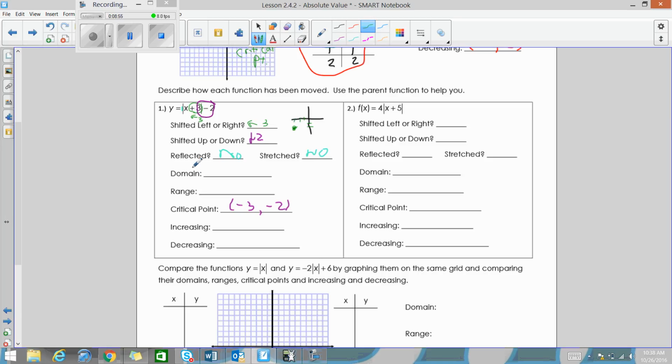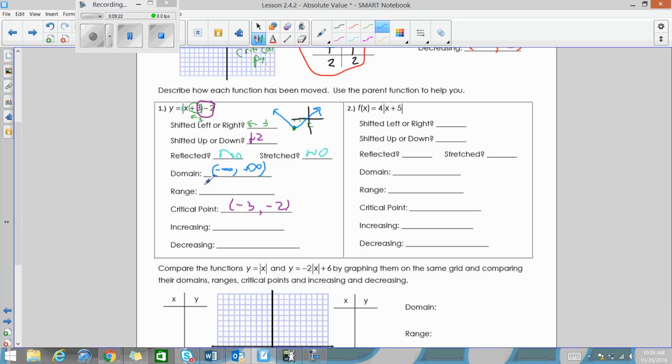Now, it didn't get reflected, it didn't get stretched, so it's going to continue to open up to the right and up to the left. So drawing this little mock graph is going to help us out for domain, range, increasing, decreasing. So domain, the one cool thing, just like a parabola, because it's going to the left and because it's going to the right, it will always be negative infinity to positive infinity.